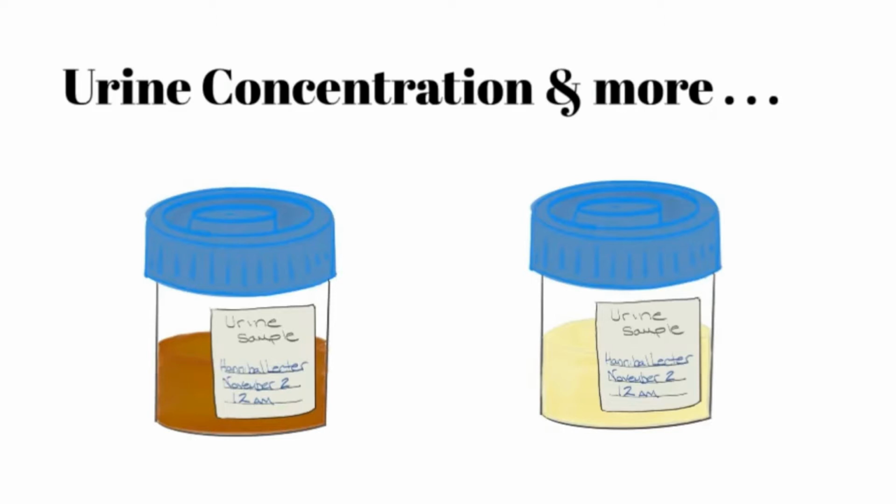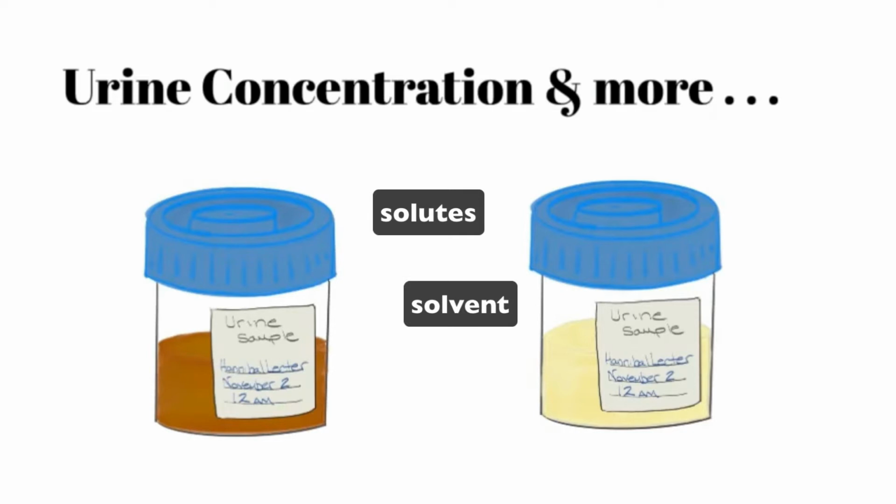Now, quick review, there are solutes, which are anything suspended in solution. So if we are making a glass of Kool-Aid, we pour water in the glass. That is the solvent. Water is a universal solvent in the body. Then we take the powdered Kool-Aid and we pour a scoop into the water. The Kool-Aid powder, the little specks of Kool-Aid, are the solutes. So anything suspended in solution is the solute.